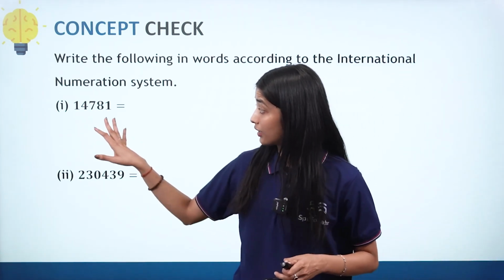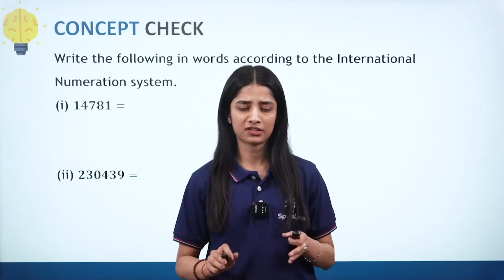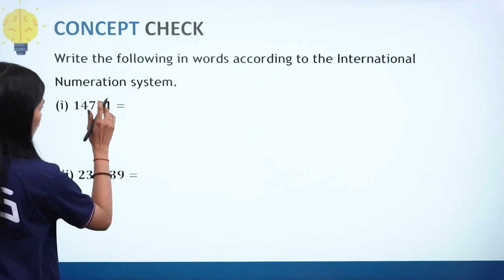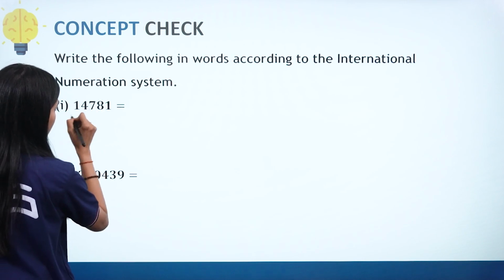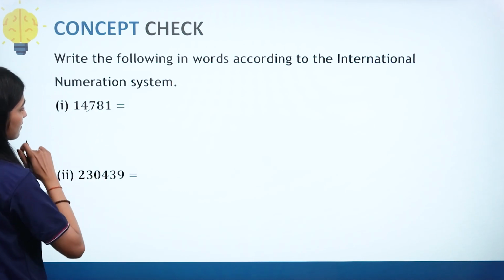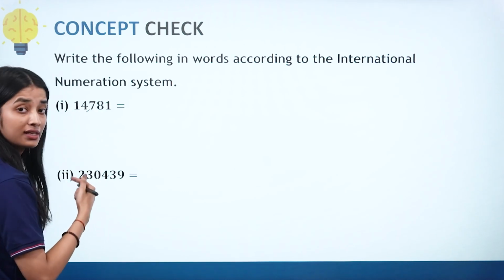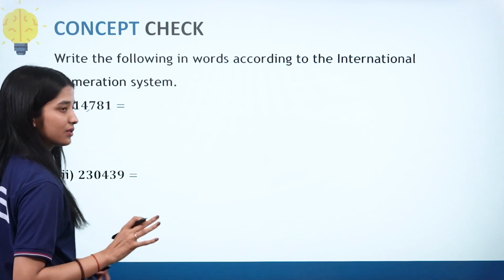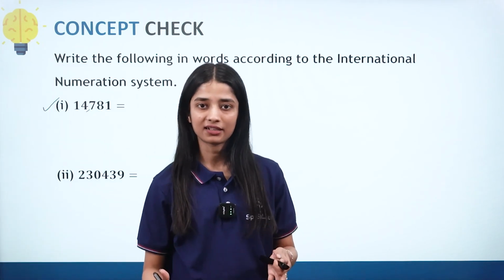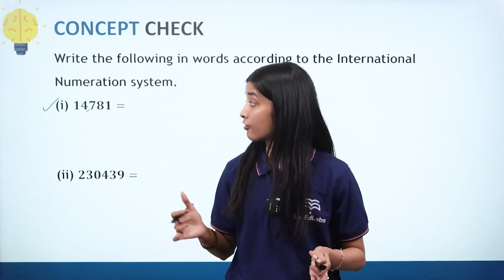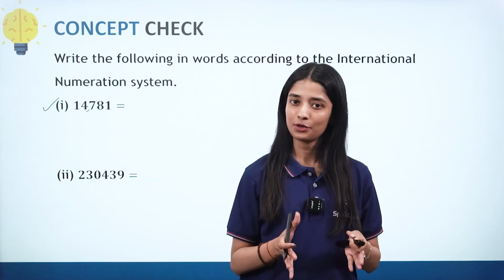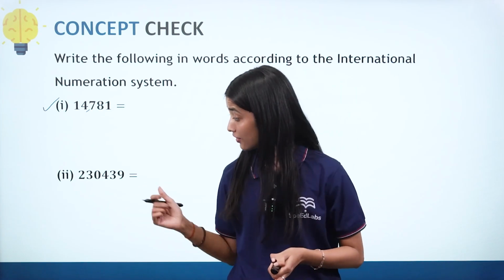So if we want to write this first number, the first thing is to just put the commas. After 3 digits, we can put a comma here. So we can see that this is 14,781. Okay, so you all can just write it. I will dictate and you can write it. It is 14,781.